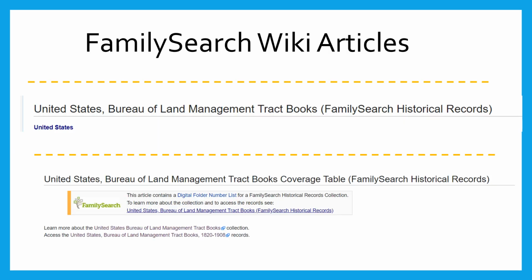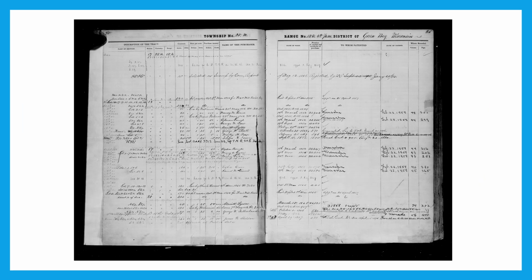As the tract books are unindexed, a finding aid or coverage chart is provided on the FamilySearch Wiki page, as well as an article explaining the tract books in a more detailed way. Although there are some variations, this is a page from a typical tract book.